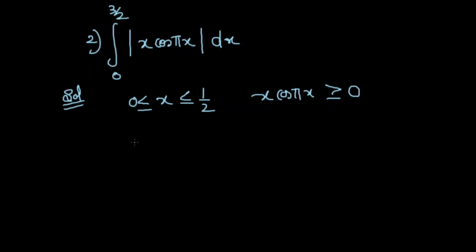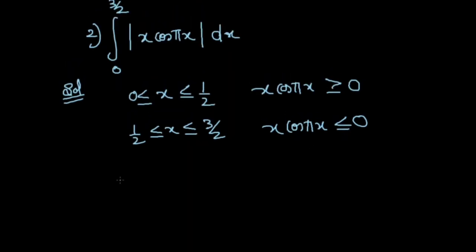And after 1 by 2, from 1 by 2 to 3 by 2, let us consider 1 in that interval. Substitute 1 in place of x: cos pi is minus 1, minus 1 into 1 is minus 1. Here we have to open the modulus with negative. Therefore, x cos pi x is less than or equal to 0. If I substitute 1 by 2, I'll get 0. Therefore, for the limits 0 to 1 by 2 the function inside opens with positive, and for 1 by 2 to 3 by 2 it opens with negative sign.